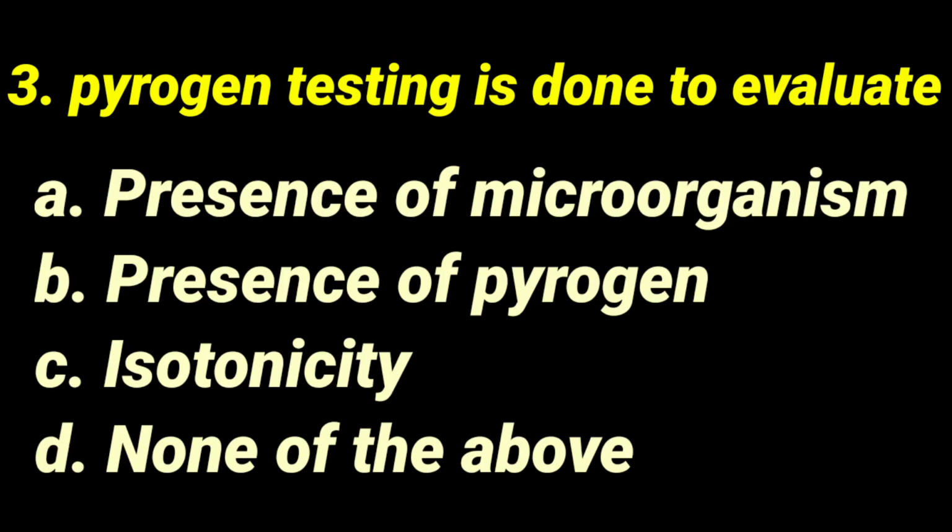Then: pyrogen testing is done to evaluate dash. Presence of microorganism, presence of pyrogen, isotonicity, and none of the above. The name itself they have mentioned in a clear manner. Pyrogen testing is done to evaluate presence of pyrogen. For the presence of specific types of microorganism some other test will be there, and for isotonicity another test will be there. So pyrogen testing is done to evaluate the presence of pyrogen.